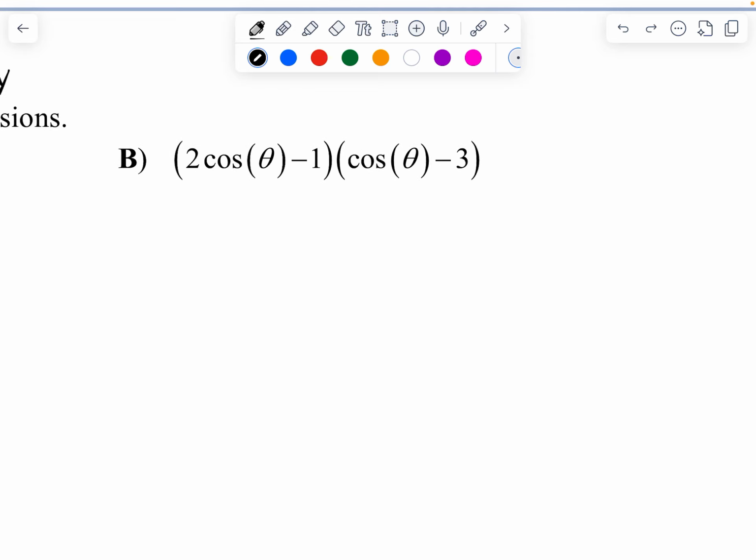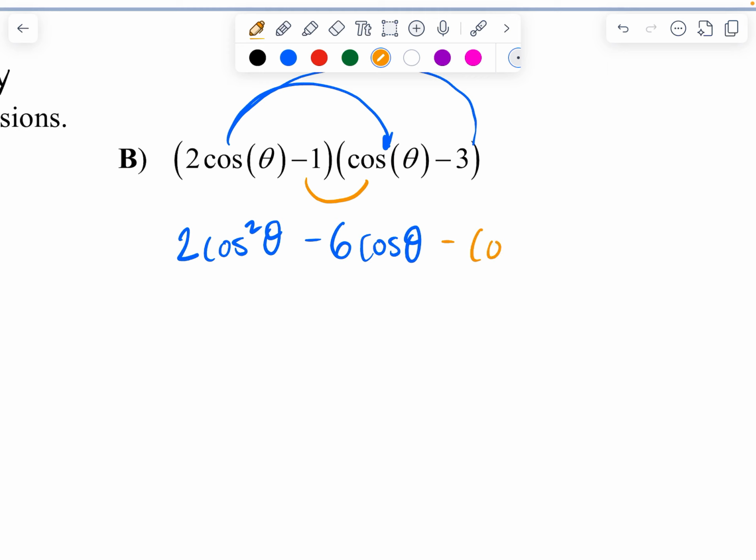This next one, simplify. If we wanted to simplify this, typically we want to multiply or distribute those parentheses out. So start distributing. We have 2 cosine times cosine. Well, 2 times 1 is 2. Cosine times cosine is cosine squared. 2 cosine times negative 3. Well, 2 times negative 3 is negative 6. And then we have a cosine there, so negative 6 cosine. Negative 1 times cosine, negative cosine. Negative 1 times negative 3, 3.